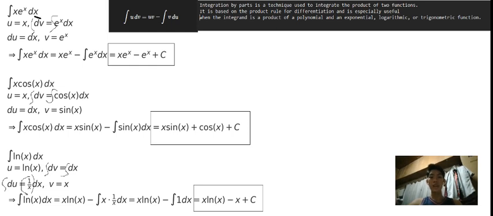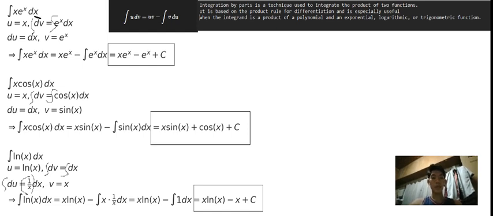And by integrating sine x dx, it would be equal to x sine x plus, the integral of sine x turns into negative cosine x. So our answer is x sine x plus cosine x plus c.